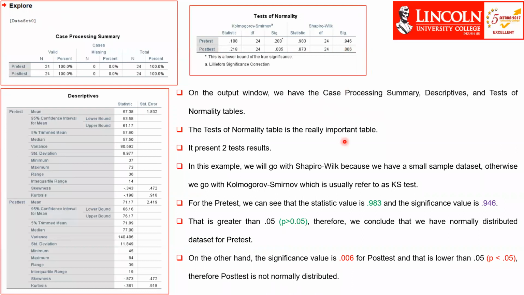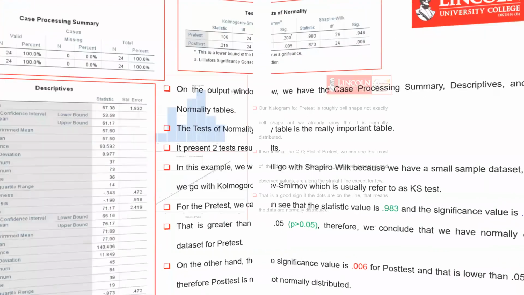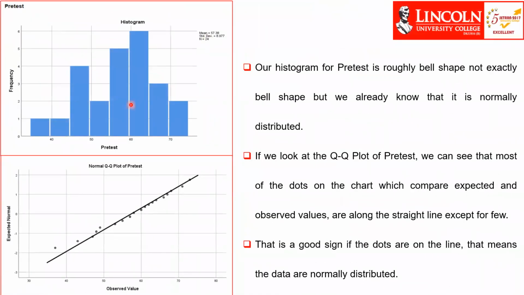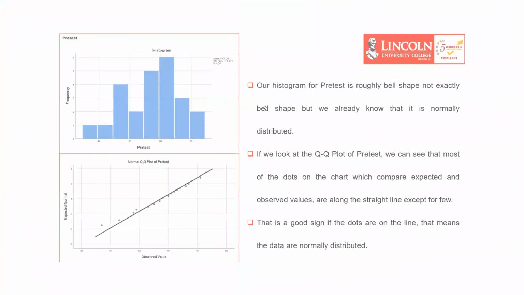Okay, so I think I've answered your question now. This is what we consider for us to know whether the data set is normally distributed or not. Now, we can still check other things. Remember, we have our graph. So, on our histogram for pretest, it is roughly a bell shape. Not exactly a bell shape, but we already know that it is normally distributed from what we have here.